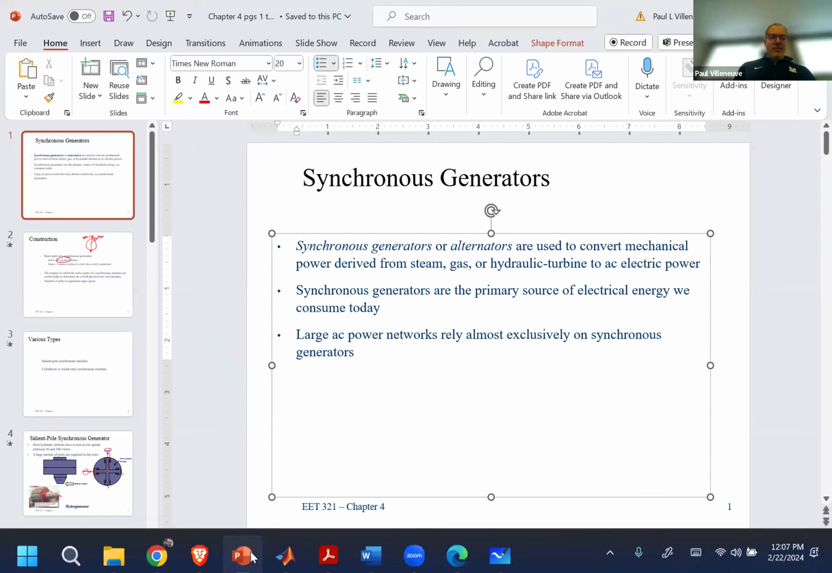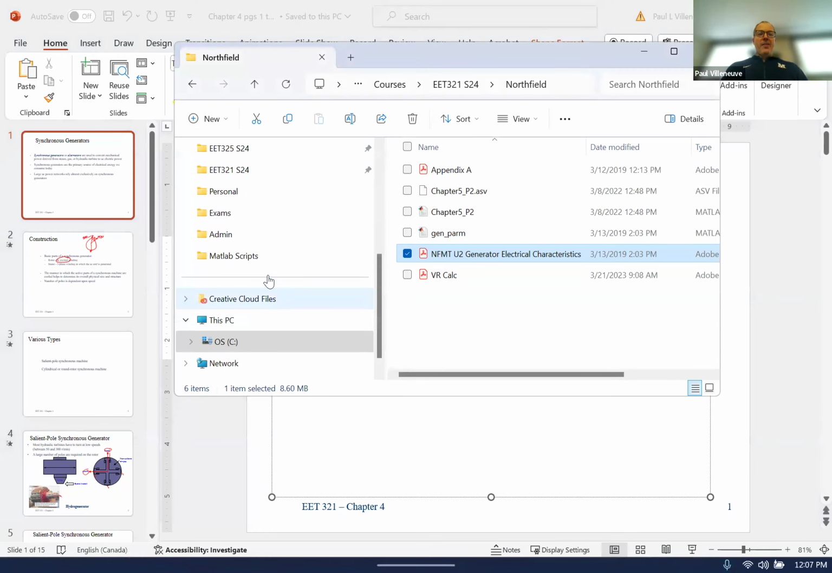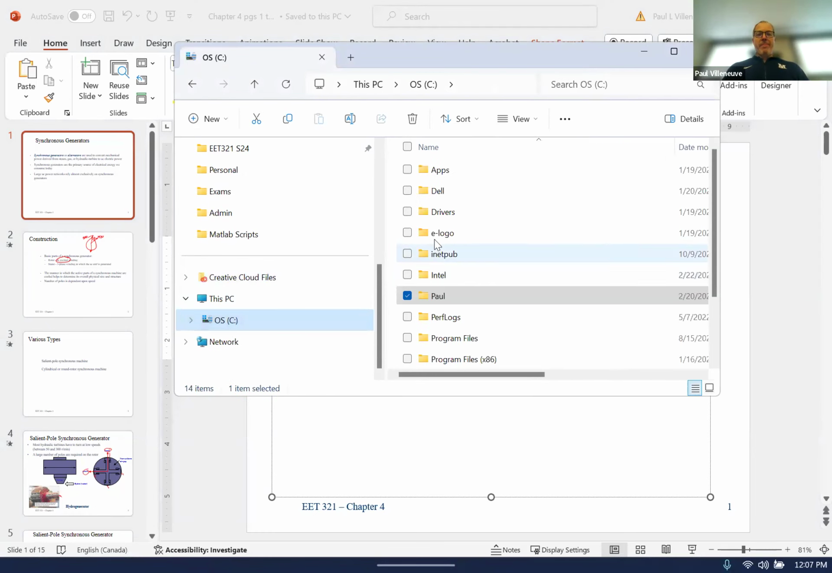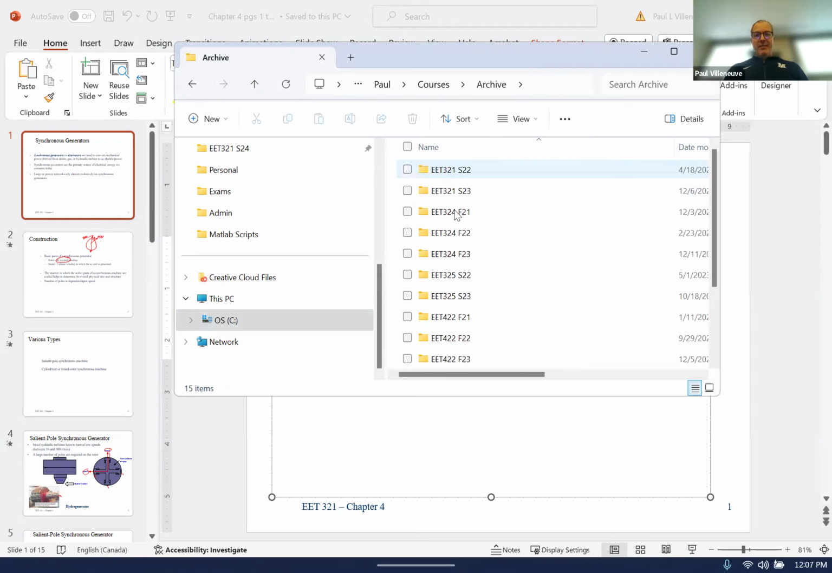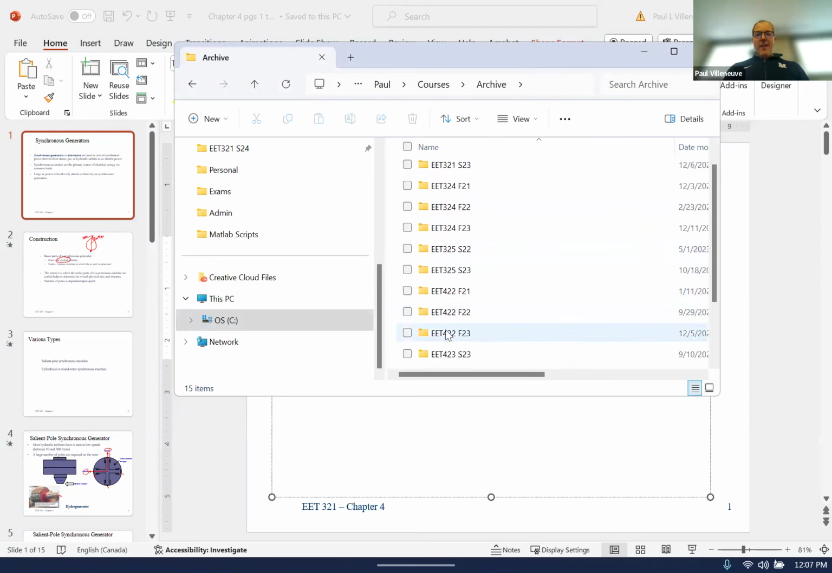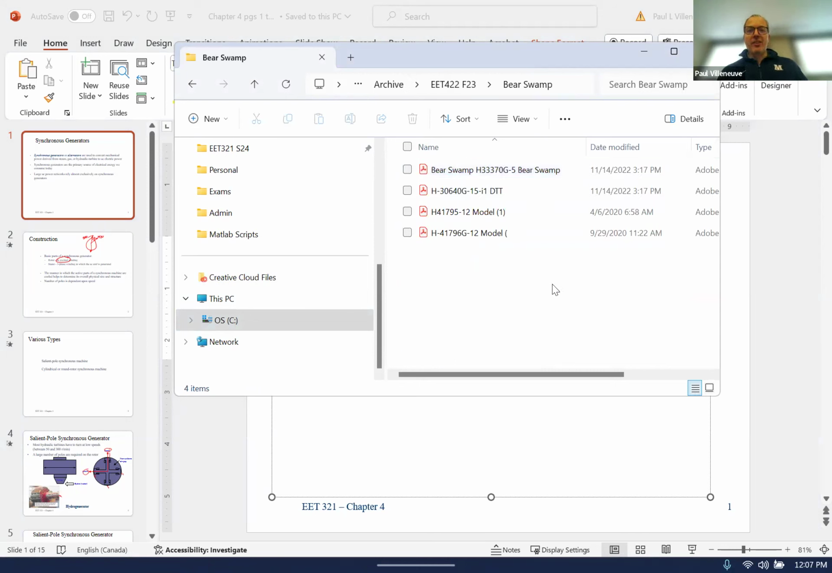I can show you, let me see if I have it here. This is another generator. I'm not sure if I have it in here. Let me just double check. This is another pump storage facility in Massachusetts. Let's see.